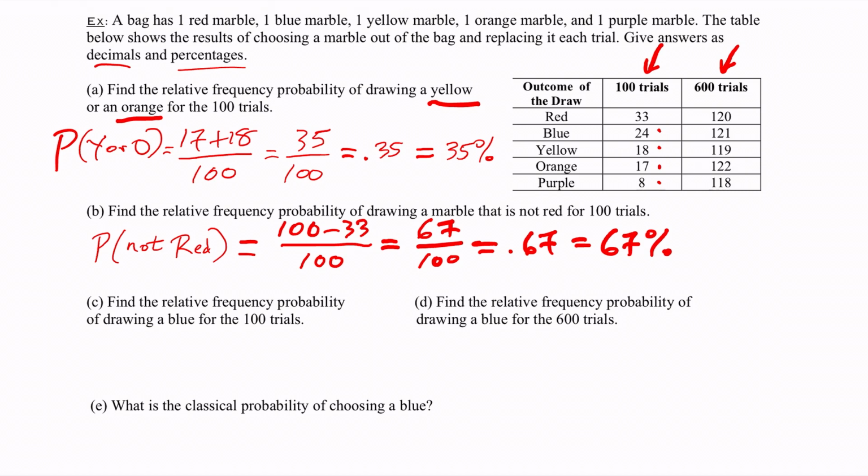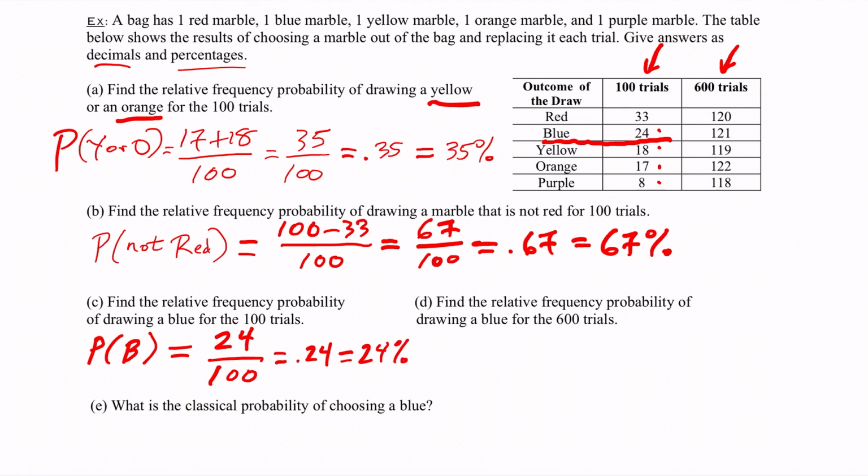Part C, find the relative frequency probability of drawing a blue for the 100 trials. Now looking at the 100 trials here, the number of blue occurrences was 24. So let's compute that. The probability of picking a blue would be 24 out of 100 for that 100 trials, which again as a decimal is 0.24, as a percent, 24%.